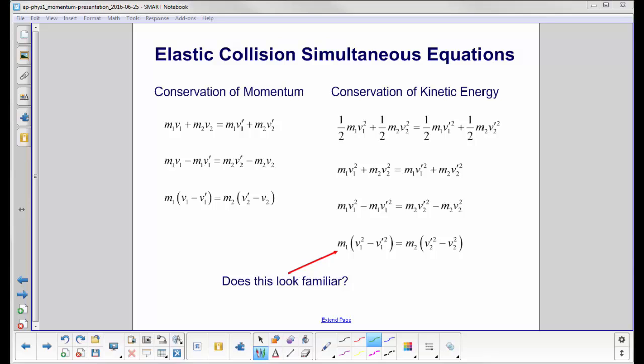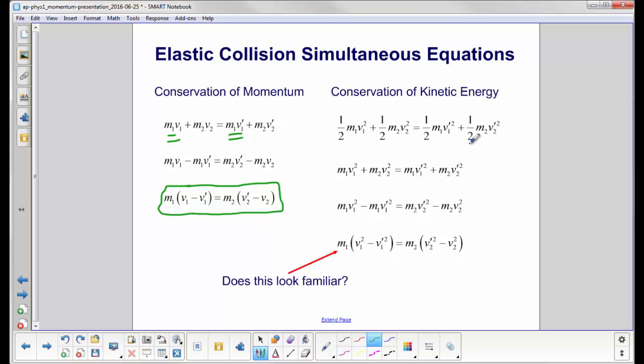Now for some fun algebra. Here's our conservation of momentum. The first thing we're going to do is get all the terms with m1 on the left side and m2 on the right. So I have m1 v1 minus m1 v1 prime equals m2 v2 prime minus m2 v2. The reason we did that is our next step is we factor out the masses. So we have this equation here after just a little bit of algebraic manipulation.